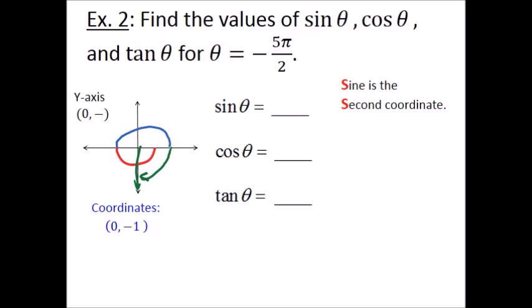Sine is the second coordinate, so that makes sine -1. And cosine is the first coordinate, so cosine will be 0 here. Tangent is the y divided by the x, and when we divide -1 by 0, the result will be undefined. So here, the tangent of -5 pi over 2 is undefined.